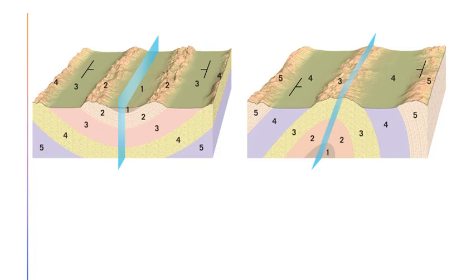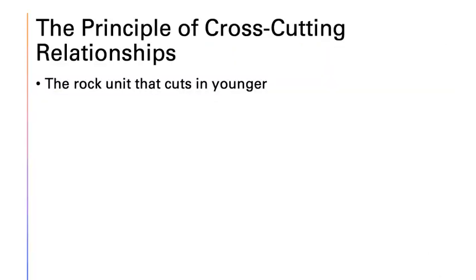Original horizontality is especially helpful when we are discerning structure. We know that the layers needed to have been horizontal to begin with, but if they are no longer horizontal, we can reasonably conclude that deformation has happened. The principle of cross-cutting relationships. The rock unit that cuts is younger.